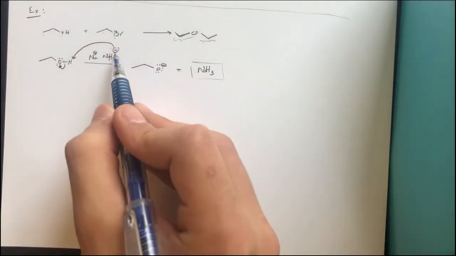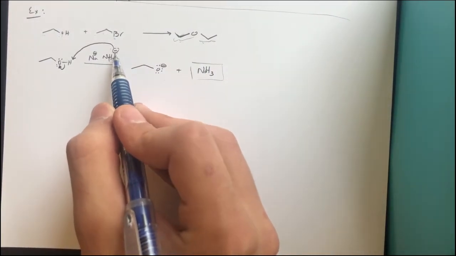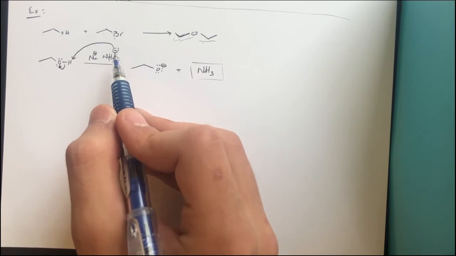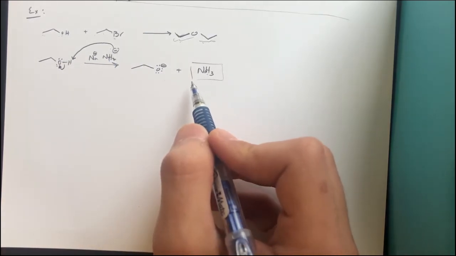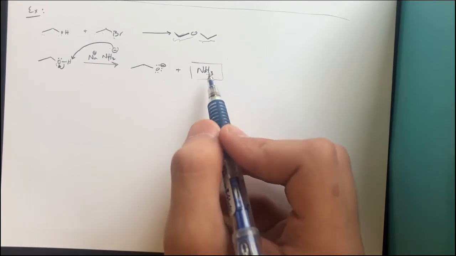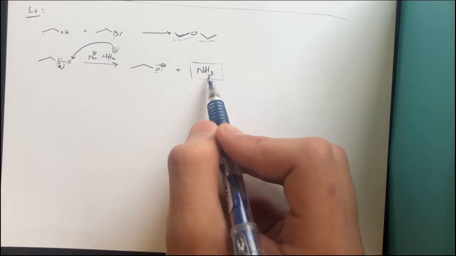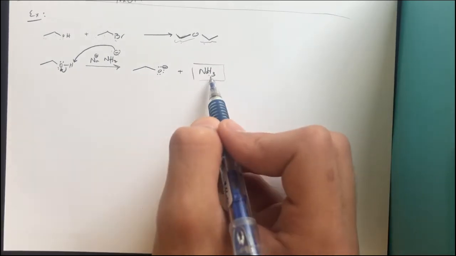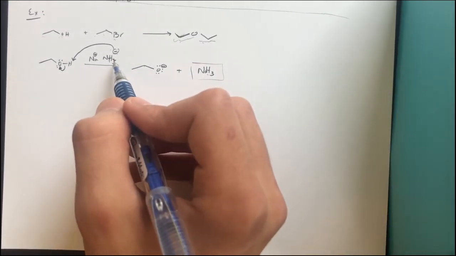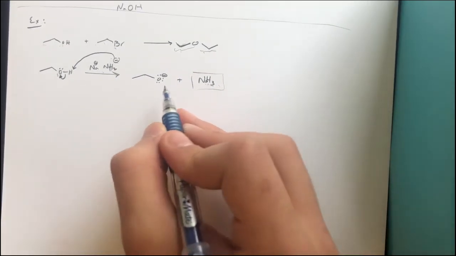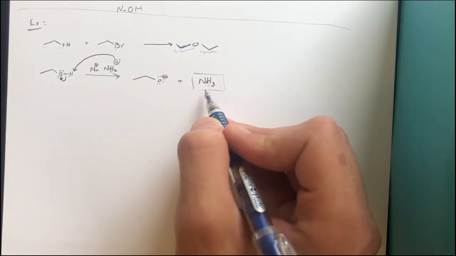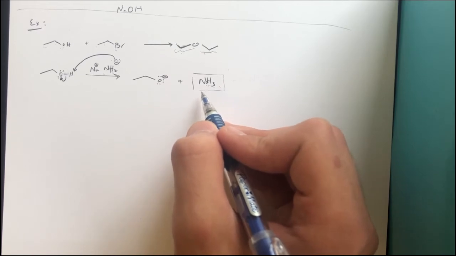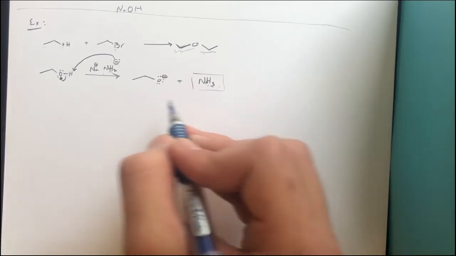So the negative charge, it really doesn't like to be negative, because think about it, this is ammonia, and it's very stable, but when you remove a proton from it, it's actually incredibly unstable. We get our ethyl alkoxide and we get our ammonia species in solution.